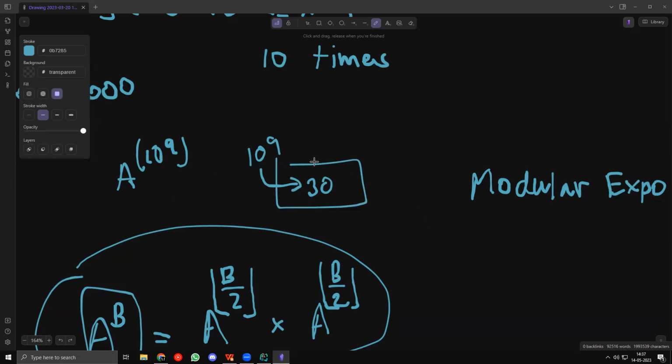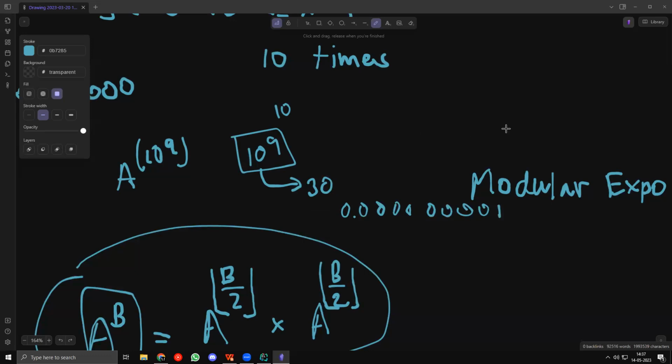which is an insane amount of gain, right? You basically are doing no work anymore. You were doing so much work before, this would have taken 10 seconds, but now it takes like 0.0000001 seconds. A lot of zeros and then 1 seconds, right?